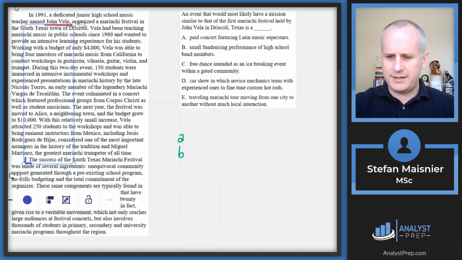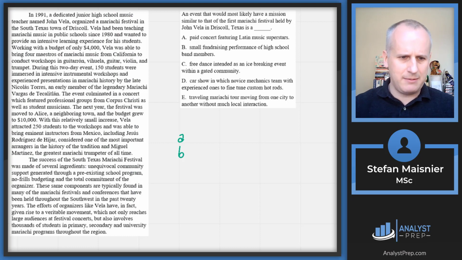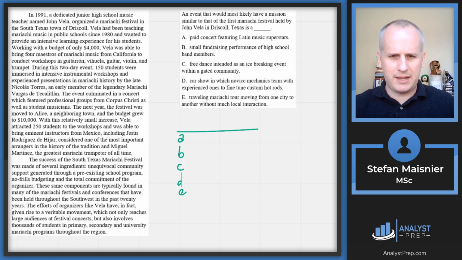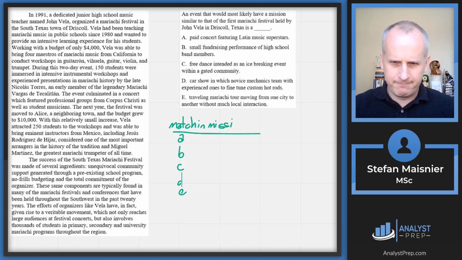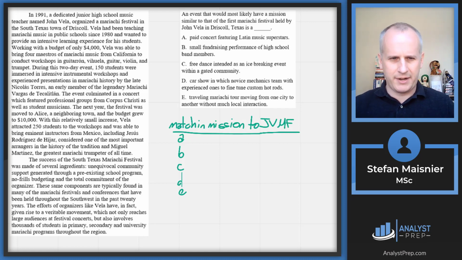So we've got our answer choices here, starting A, B, C, D, E, setting up the process of elimination, and we're being asked to find an event that would most likely have a mission similar to that of the first mariachi festival held by John Vela in Driscoll, Texas. So we are seeking a match in the mission to the JV GMF, so the John Vella Mariachi Festival.